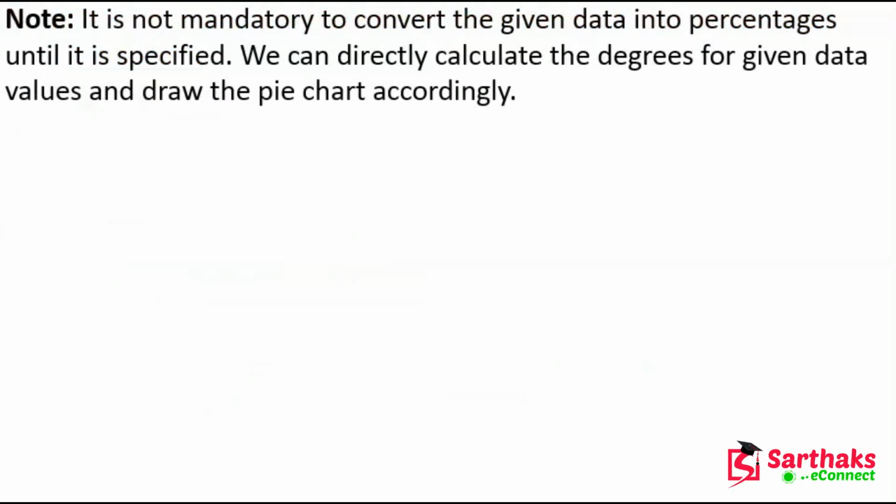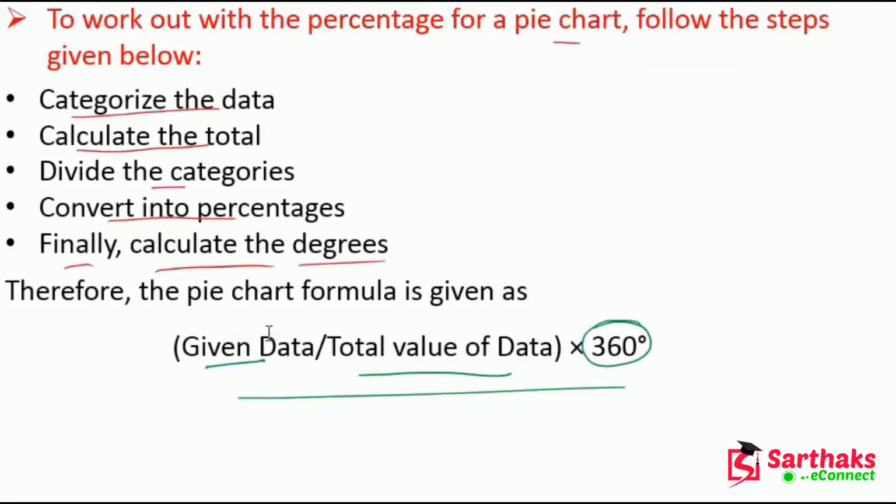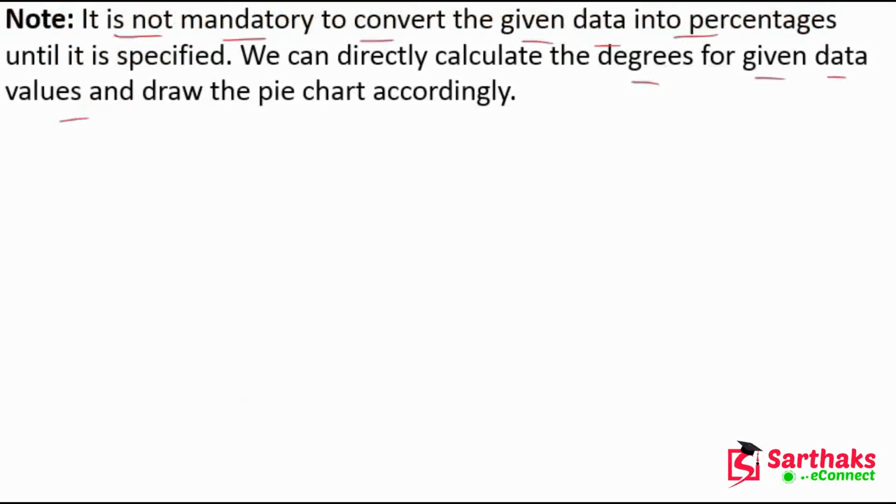Now there is a note: it is not mandatory to convert the given data into percentages unless it is specified. So we can directly calculate the degrees for the given data values and draw the pie chart accordingly. We do not need to convert the data into percentages until it is specified. We know the formula: given data upon total value, into 360, gives the central angle. Then we can draw the pie chart accordingly. Now let's move on.